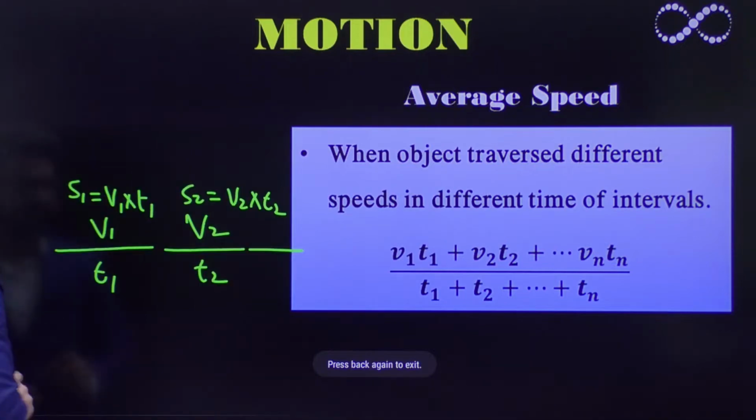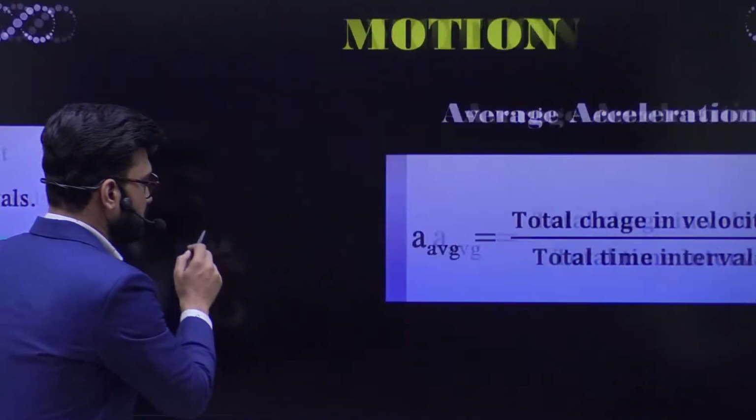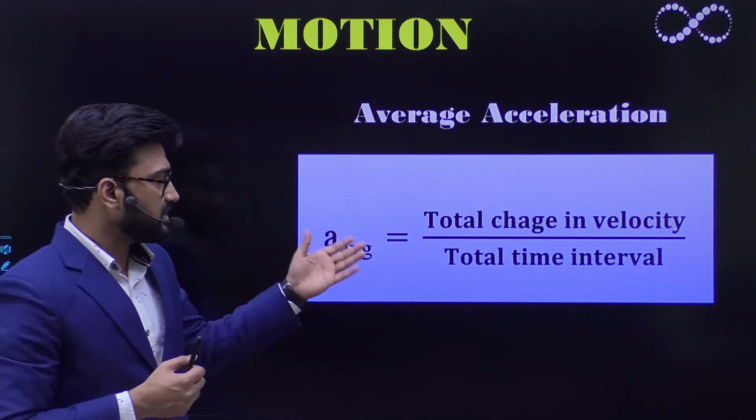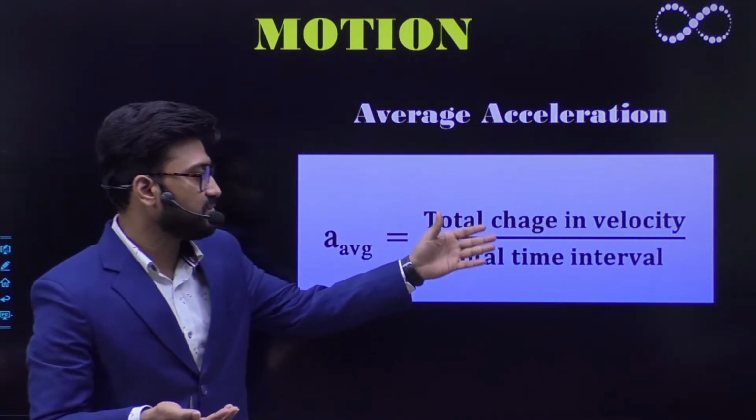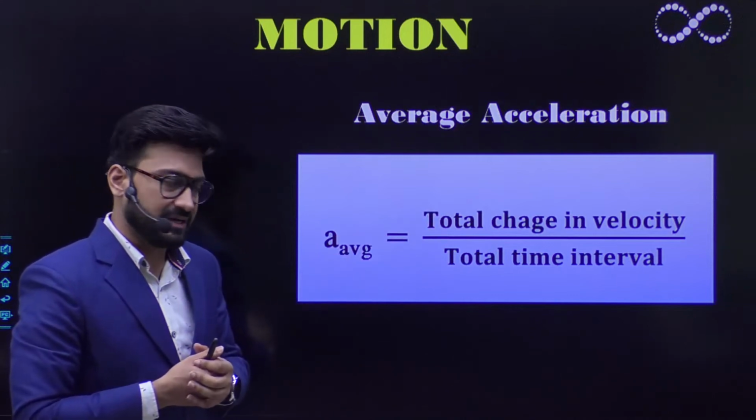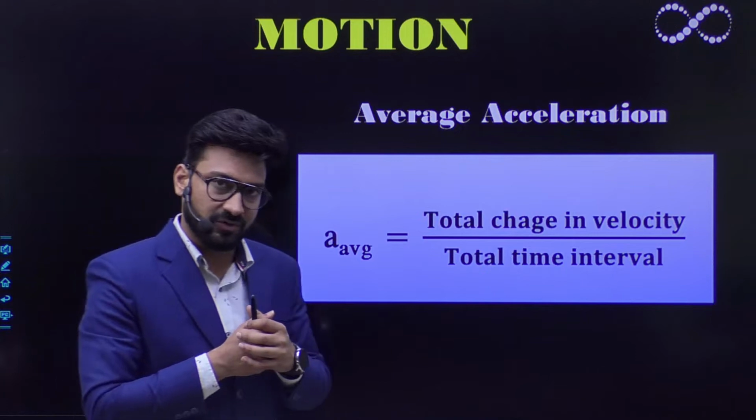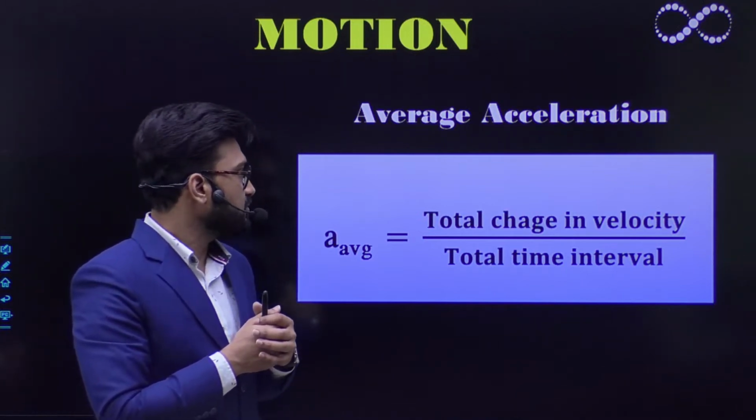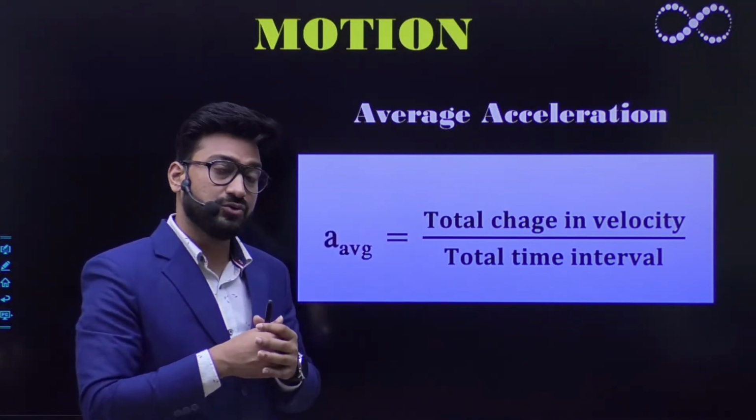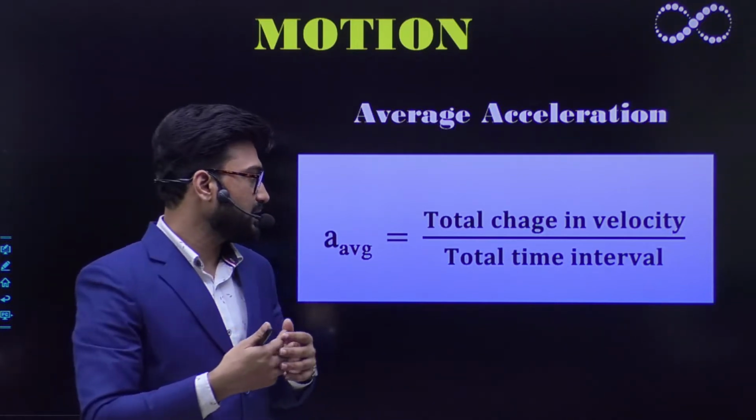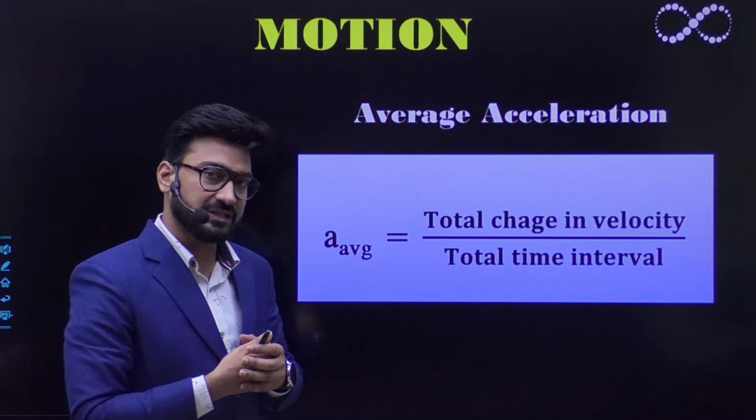Okay, as far as class 9th is concerned, the next important formula is average acceleration. Average acceleration is nothing but total change in velocity by total time taken. Suppose a body is moving with certain velocity, okay, and it has been subjected to acceleration. So its speed keeps on increasing. So you can easily find out what is the average acceleration.